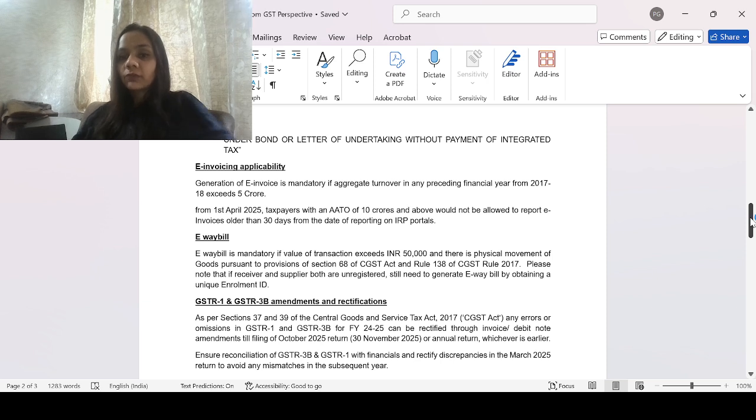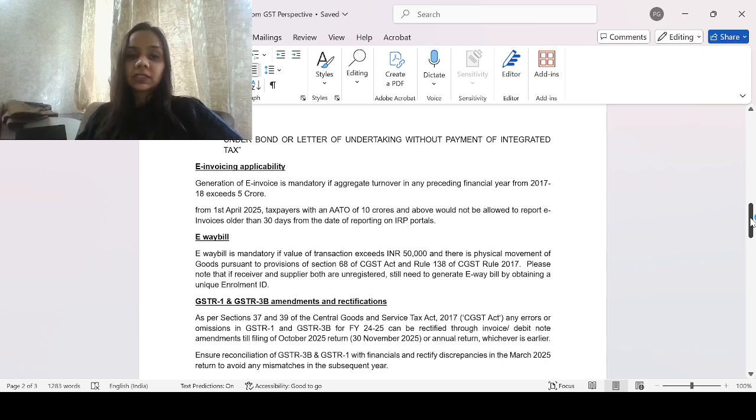Hence, we should also be careful about the generation of the e-way bill, because if our e-way bill is not proper, then the officer can recover the GST amount appearing on the invoice and a penalty equivalent to the GST amount mentioned on the invoices. Hence, it is very imperative in terms of the e-way bill as well.